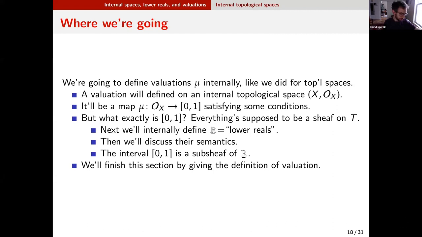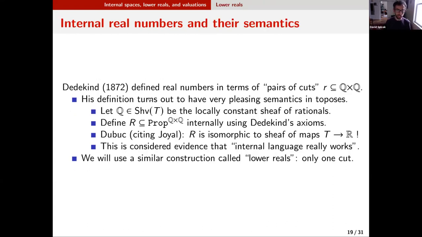And so I'll finish this section by telling you the definition of valuation. So Dedekind in 1872 defined the real numbers set theoretically in terms of pairs of cuts, subsets of Q times Q, of all rationals that are less than your real and all rationals that are bigger than your real. That is what the real is, those lower bounds and those upper bounds. What's amazing is that when you take his definition and you blow the sheaf whistle and you see what happens, his definition, unlike Cauchy's, gives you something different, but his gives you the most beautiful thing. So Eduardo Dubuc, citing Joyal, shows in a paper that when you define internally using Dedekind's axioms, this sheaf, you get the sheaf of all continuous functions from your topological space to the reals.